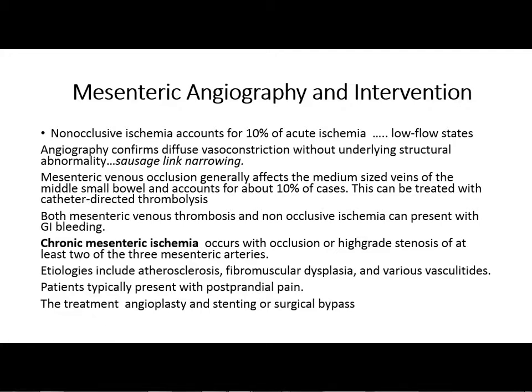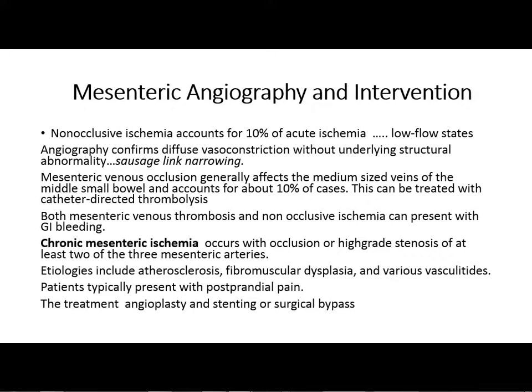Non-occlusive ischemia accounts for approximately 10% of acute ischemia. In a low flow state, angiography confirms diffuse vasoconstriction without underlying structural abnormality, with sausage link narrowing. Mesenteric venous occlusion generally affects the medium-sized veins of the middle small bowel and accounts for about 10% of cases. This can be treated with catheter-directed thrombolysis. Both mesenteric venous thrombosis and non-occlusive ischemia can present with GIT bleeding.